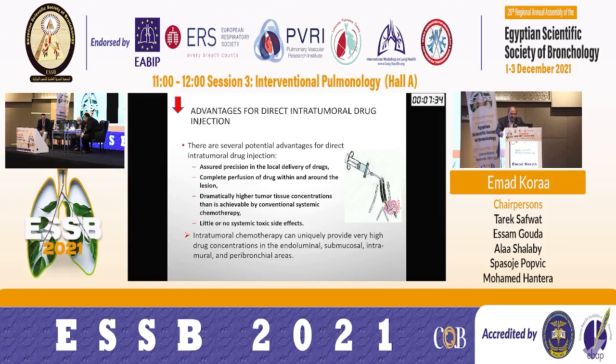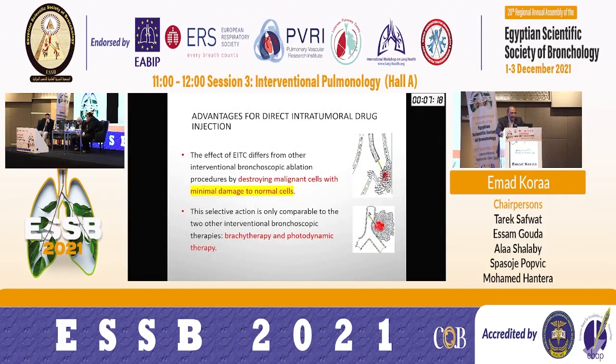The intratumoral chemotherapy can uniquely provide very high drug concentration not only in the endoluminal but also in the submucosal, intratumoral and peribronchial areas. The effect of the endoscopic intratumoral chemotherapy differs actually from other interventional bronchoscopic ablation procedures by destroying the malignant cells with minimal damage of the normal cells. This selective action is only comparable with brachytherapy and photodynamic therapy, but not to other interventional procedures.